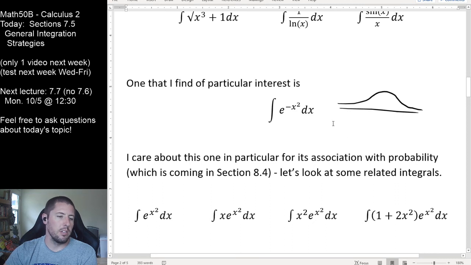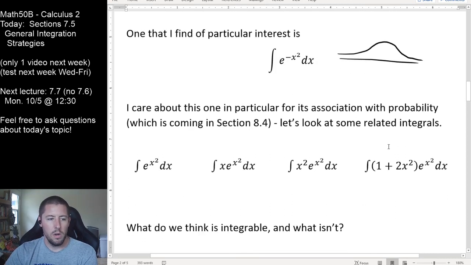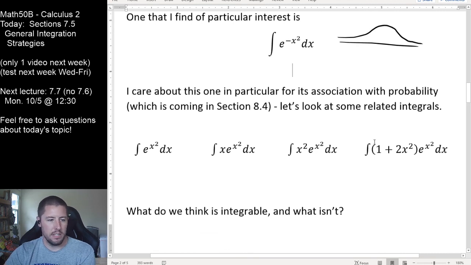But let's look at some integrals that are related to this one and see what we think about them. Our question right now is, is it integrable? Could you do it? So let's look at some related ones and ask ourselves these questions. Do we think this is something we could possibly find an integral for?